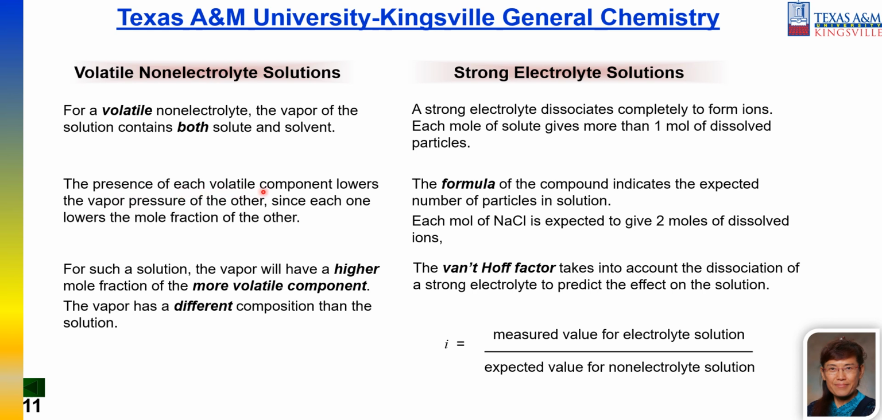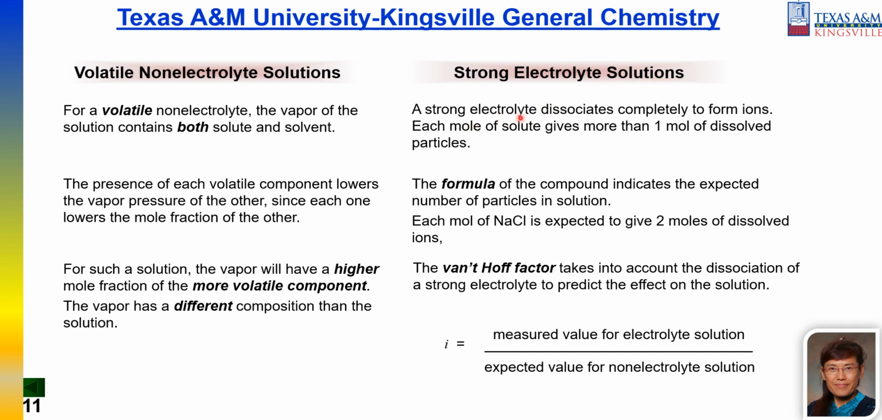Whenever you have the volatile component, it lowers the vapor pressure of the other. Since each one affects the other, they are going to lower the mole fraction of the others. So in this case, for your solution, the vapor pressure will have a higher mole fraction than the more volatile component. So again, we are not going to require you to know it, but you need to know there are some differences. Another solution is called strong electrolyte solution.